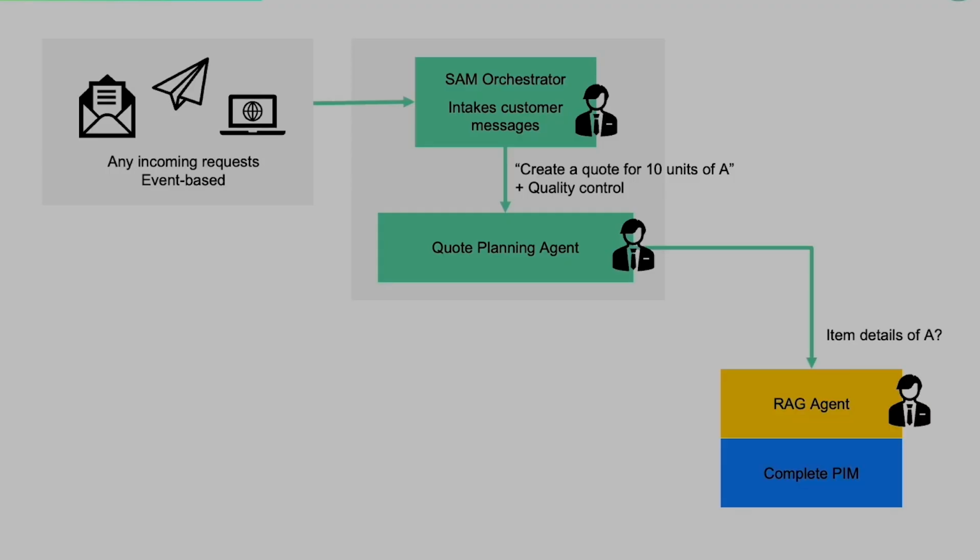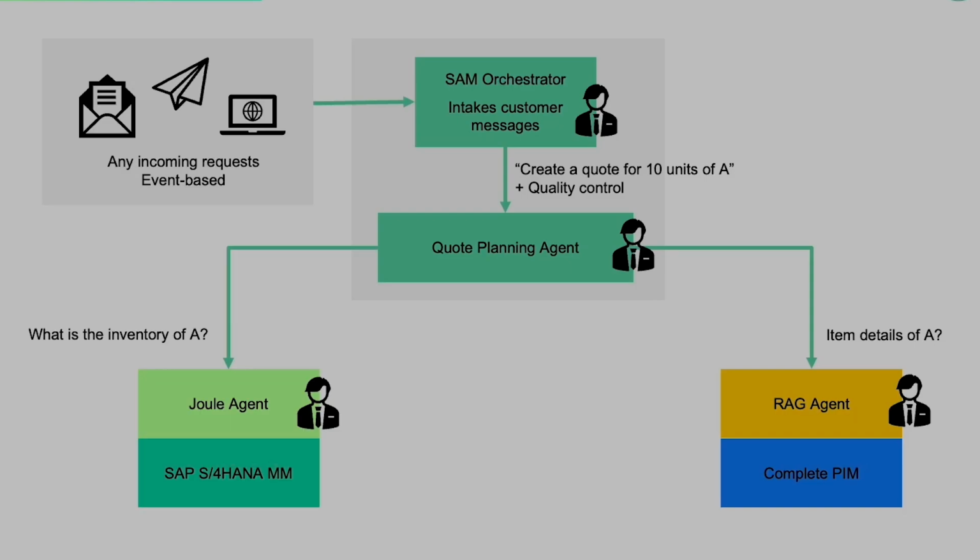The quote planning agent first queries a retrieval augmented generation or RAG agent, which talks to an underlying PIM or product information management system and gets information about the required product, including cross and upselling opportunities, dimensions, etc. Next, it interacts with the SAP Joule agent, which queries underlying SAP tables for getting pricing conditions, taxes, availability to promise, sourcing warehouse details, etc.